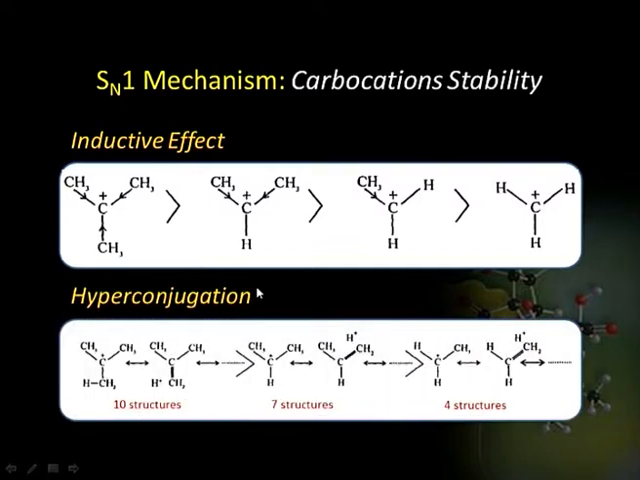Hyperconjugation is another factor which is responsible for the stability of these carbocations. So, in case of tertiary, because of the presence of so many hydrogens in the 3 methyl groups, we can have 10 resonating structures. The secondary can have 7 and the primary can have only 4 such structures, and this also indicates why and how the carbocations attain their stability.